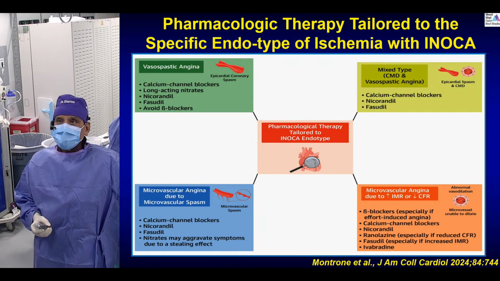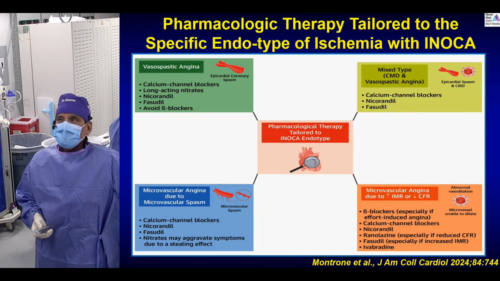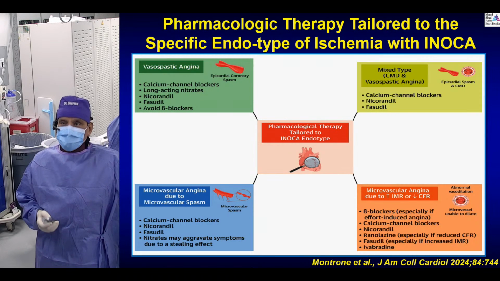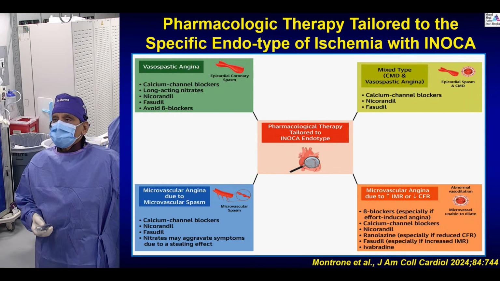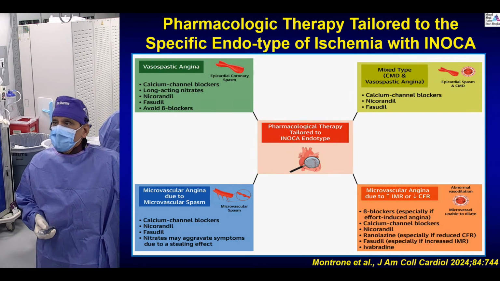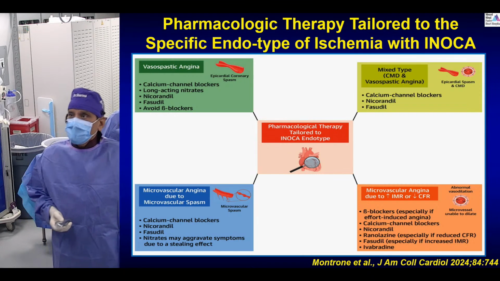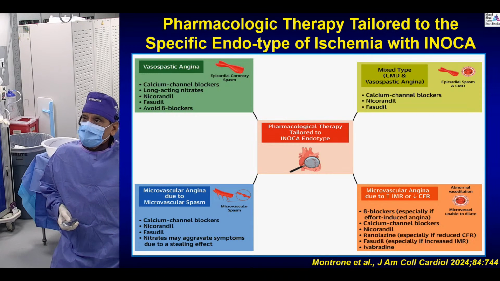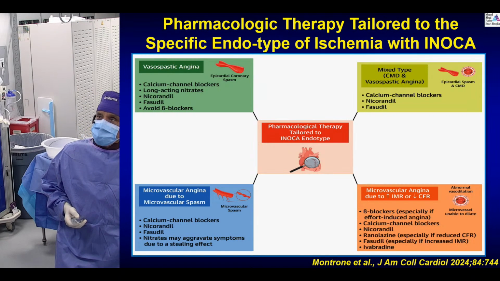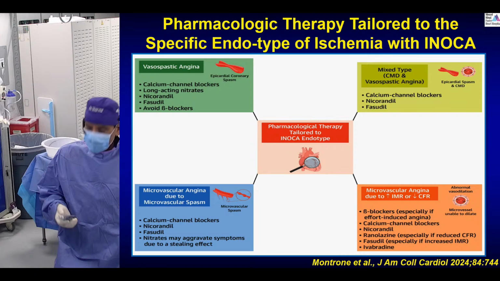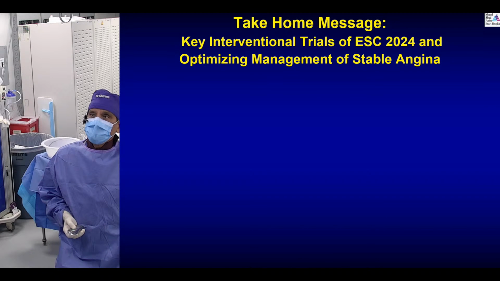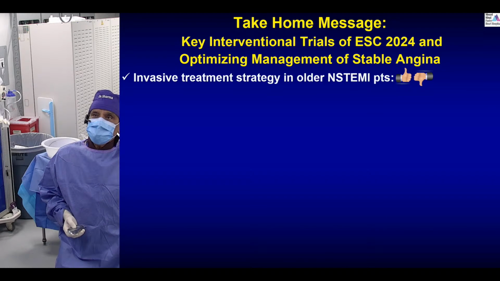If you have vasospastic angina, you give nitrate and calcium blocker. If you have a microvascular angina, you give calcium blocker and nicorandil. Then you have microvascular angina plus spasm. Then microvascular angina, due to increased IMR or decreased CFR, you do beta blocker. In vasospastic angina, no beta blocker, you give calcium channel blocker. So there is clearly the differential therapy for individual patient rather than you giving all the medicines to one particular case. So with that note, I just want to put it together.